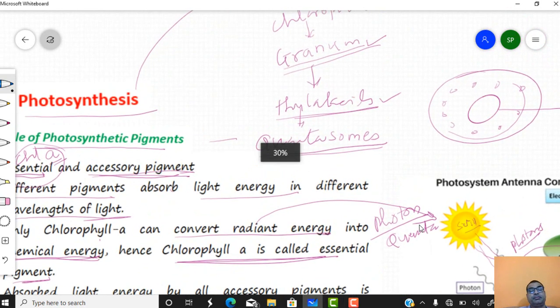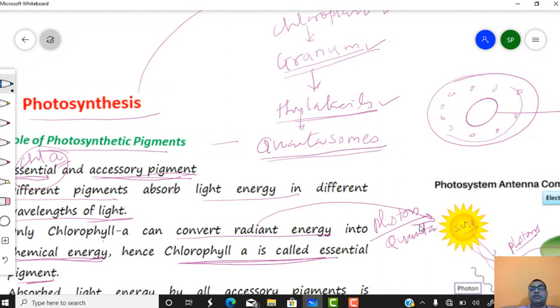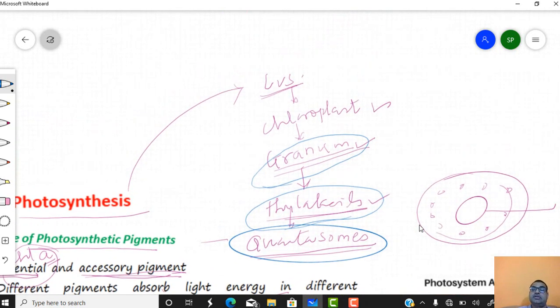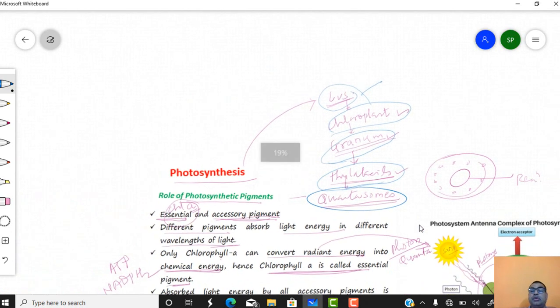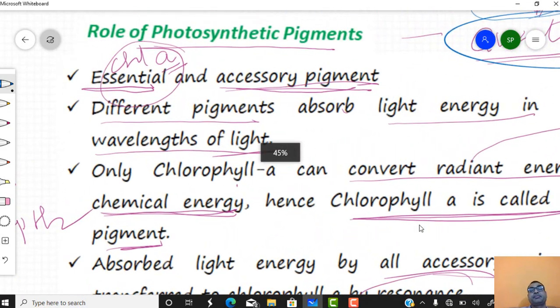Let's come to know the location of photosynthetic pigment. These photosynthetic pigments are present in the quantasome. Quantasomes are present in the thylakoid. Thylakoids are present in the granum region. This granum region is present in the chloroplast, and these chloroplasts are present in the green parts of the plant. So, the role of photosynthetic pigment.